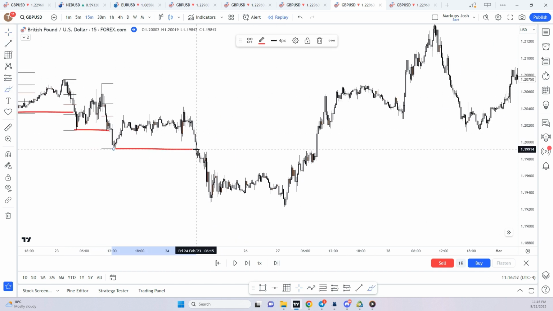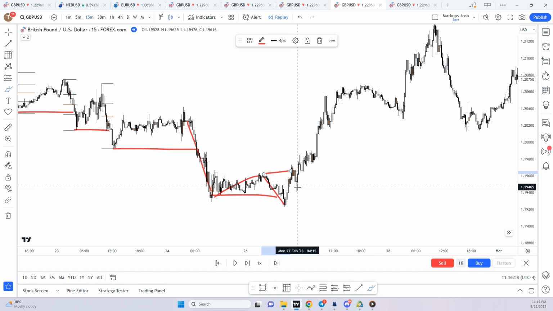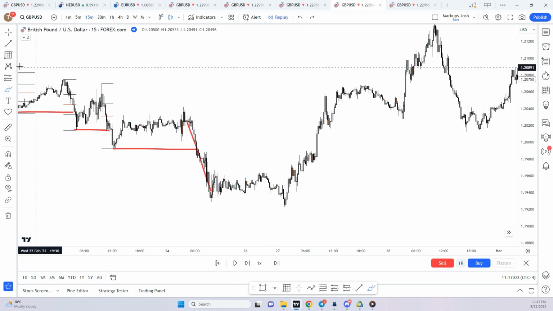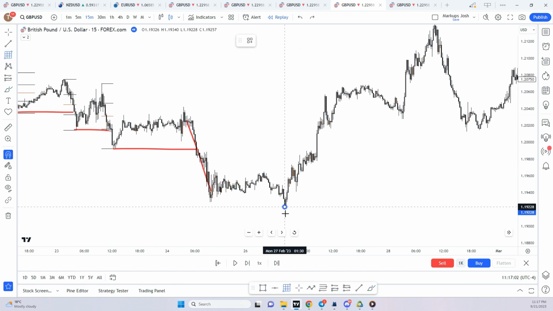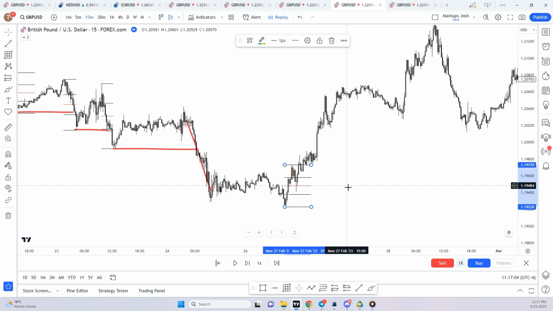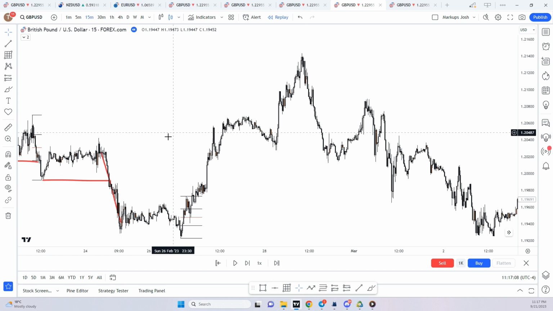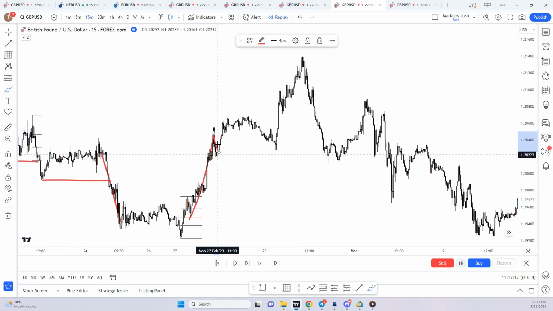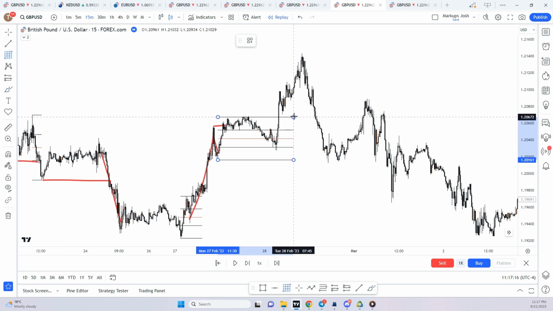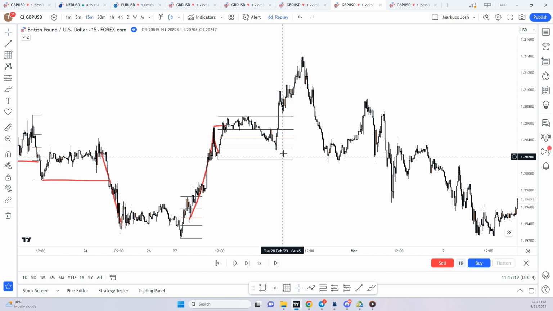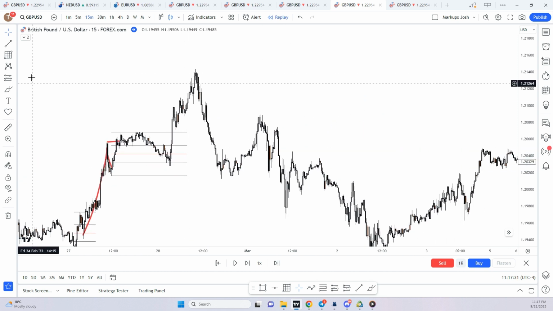We give a break in structure. We give another break in structure. We give another break in structure to shift the trend bullish. Where do we pull back to? Almost the lower 30% of the range. Then we have a rather large impulse leg. We give another break in structure here. Where do we pull back to? The lower 30% of the range.